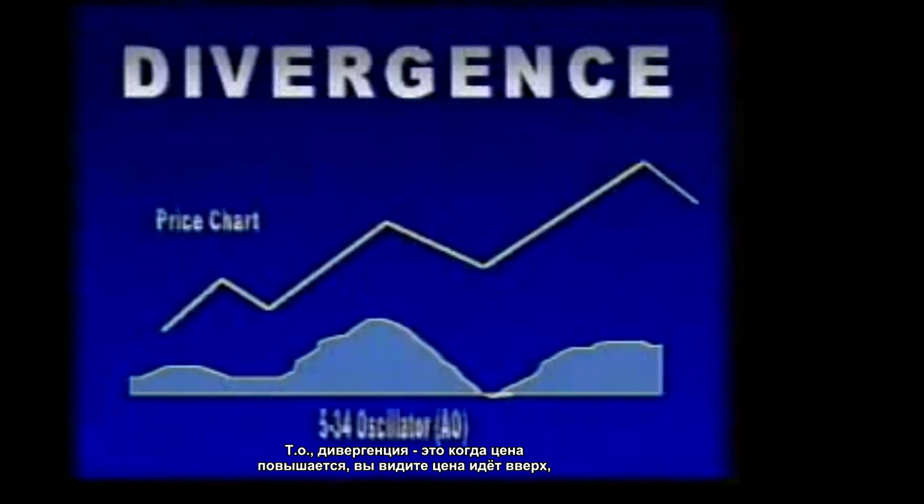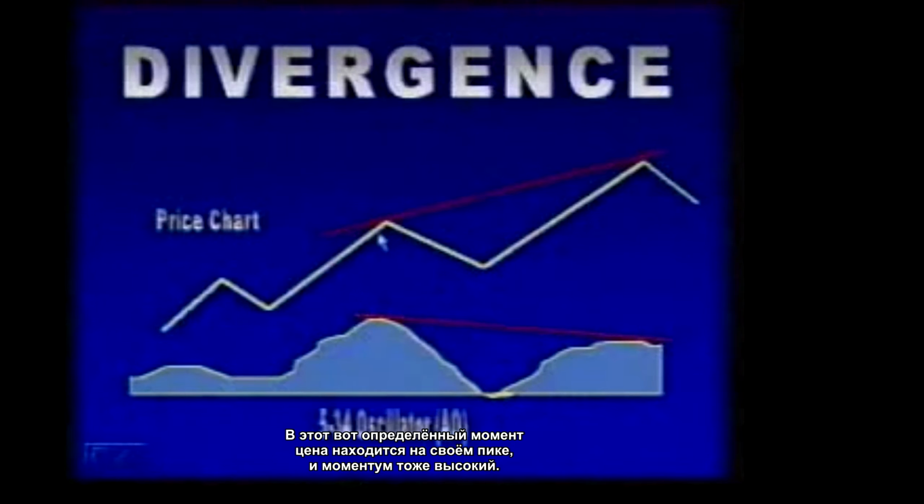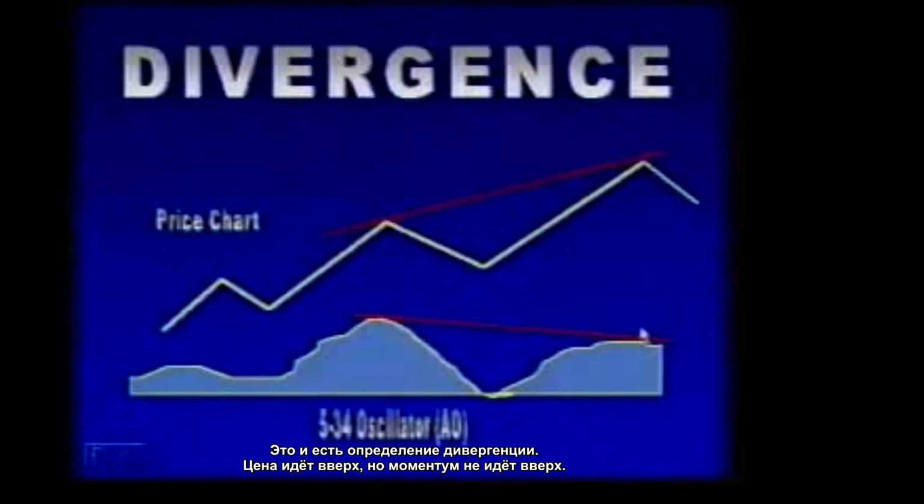Divergence is when the price goes higher, for example. In this particular chart, the price starts, it comes up here, it comes back, and then it goes up higher, but the momentum does not go up higher. So at this point we have a high price at that particular instance in time, and we have a high momentum. Over here on the right we have an even higher price, but notice that the momentum is not as high as it was there. And that's the definition of divergence. The price is going up, but the momentum is not going up. So here is the divergence between those 2 angles.